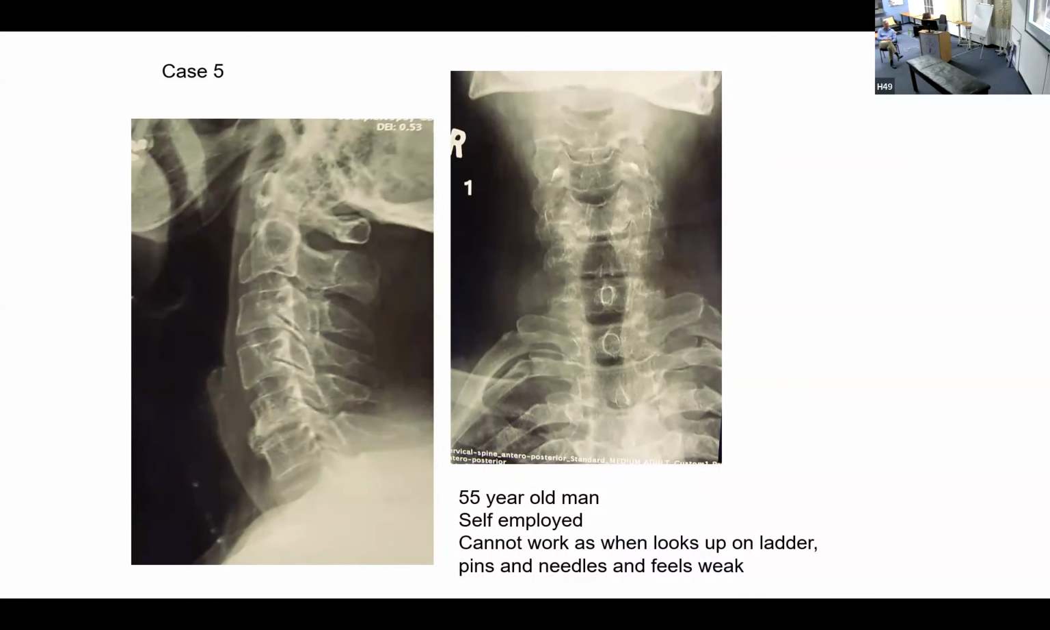C4, C5, it looks like. There. 3, 4, 4, 5. This one. 4, 5, 6. Yes, I do, 5, 6. Okay. So that's the obvious pathology on this X-ray.